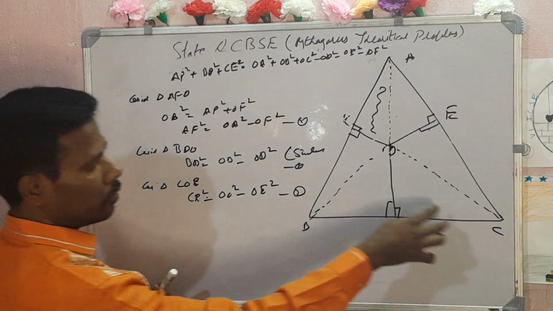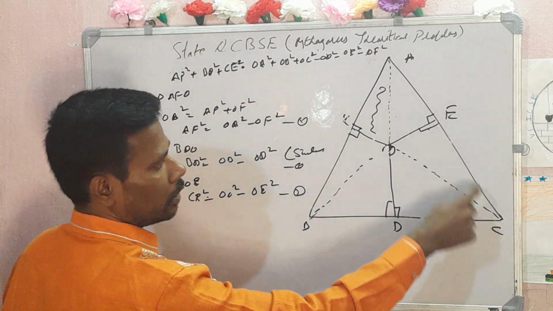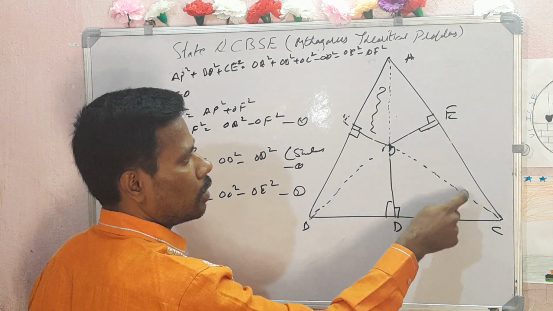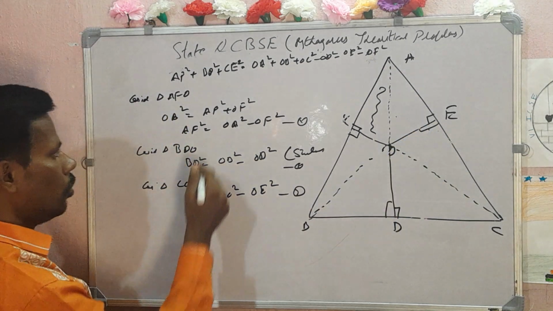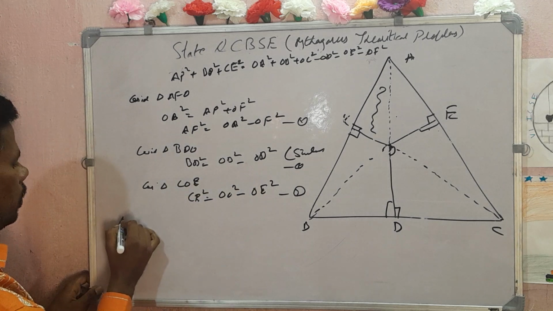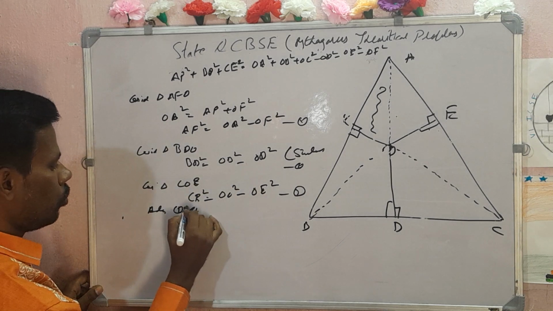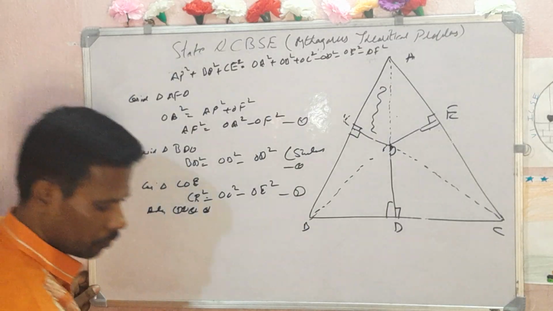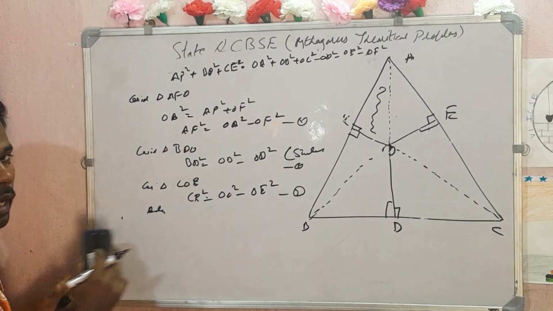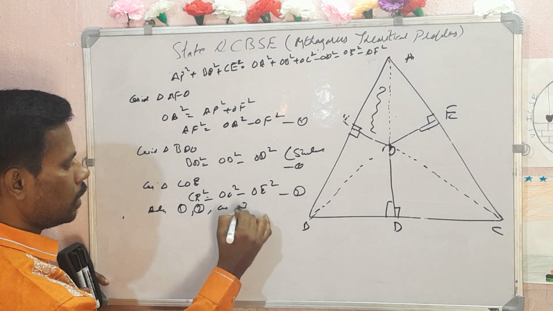Next, COE. Why do we have to take this one? Because CE square is given. So CE square I will get as square on the hypotenuse minus this one. So add all these three. Why do we have to add? Because they are given this one. Adding 1, 2 and 3.